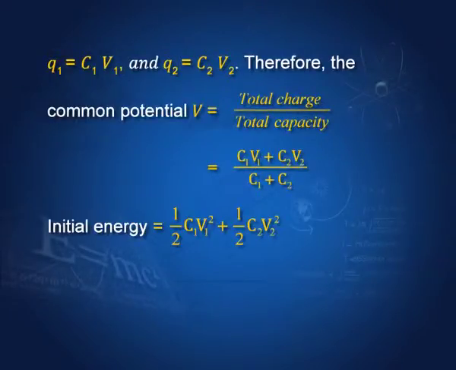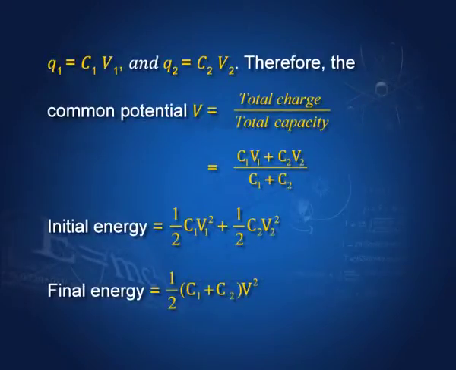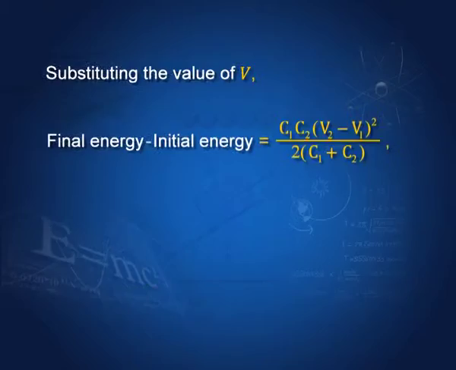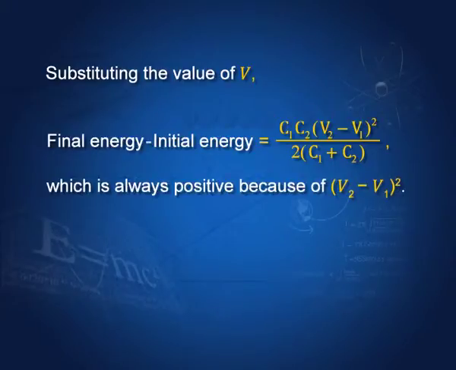Now, the initial energy is half C1 V1 squared plus half C2 V2 squared, and the final energy is half (C1 plus C2) into V squared. We can substitute the value of V from here, and then we can find out the difference between the final energy and the initial energy. If you do some algebra, you will see that the difference between the final energy and the initial energy is this, which has (V2 minus V1) squared.